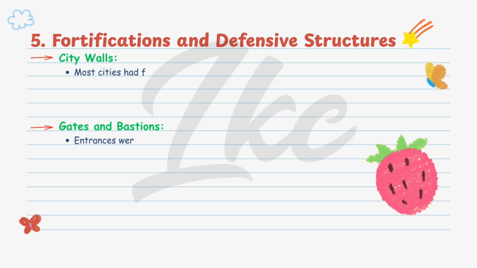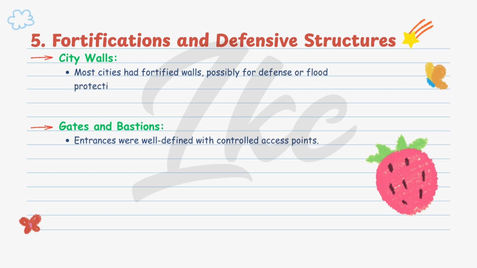5. Fortifications and defensive structures. City walls. Most cities had fortified walls, possibly for defense or flood protection. Gates and bastions. Entrances were well defined with controlled access points.